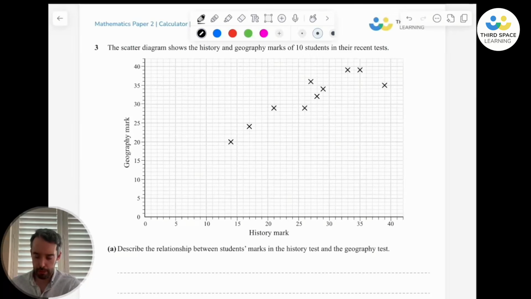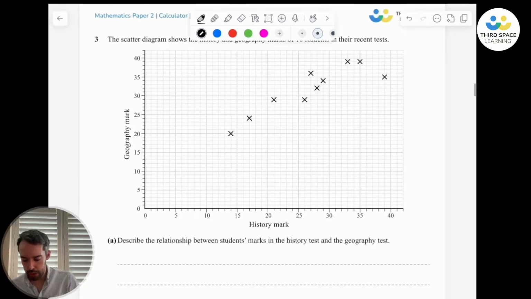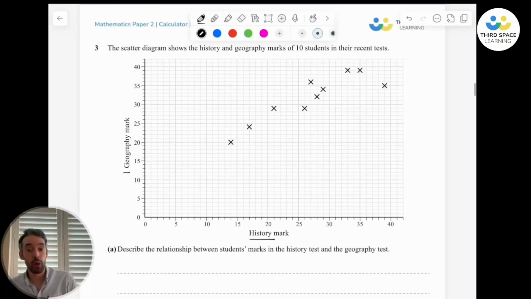Describe the relationship between the students' marks in history and the students' marks in geography. Well, this is about correlation. So we can see that they are going up. And we can think about this by drawing a line of best fit, if that's helpful. So let's draw one on. So we want to try and get a straight line going up.